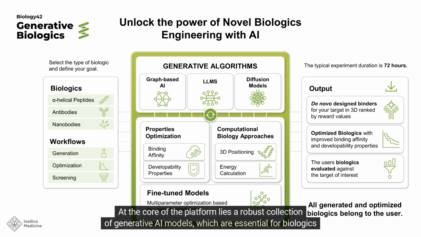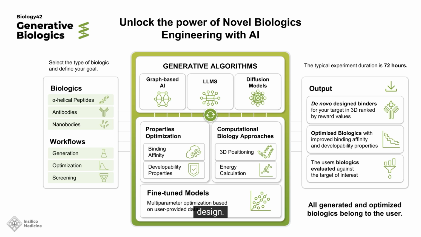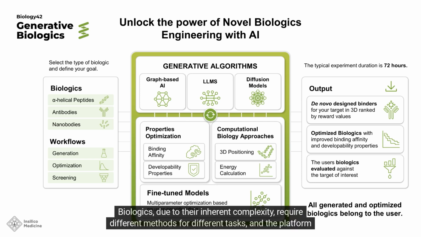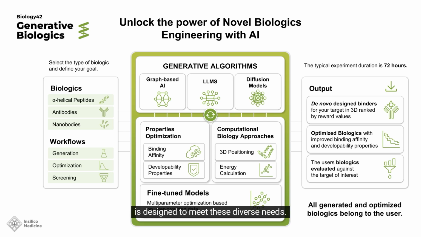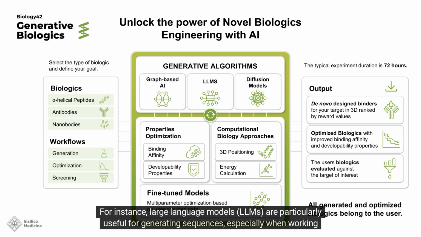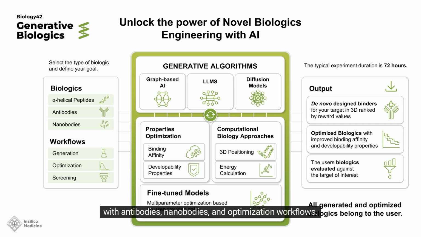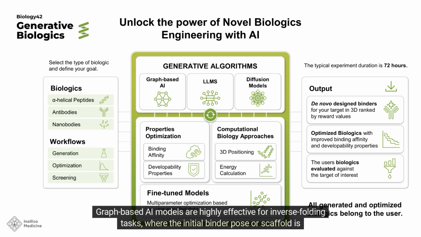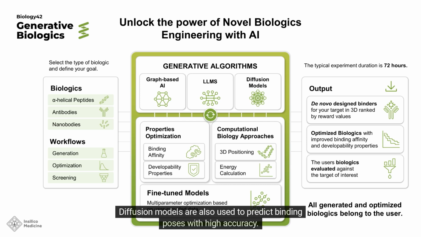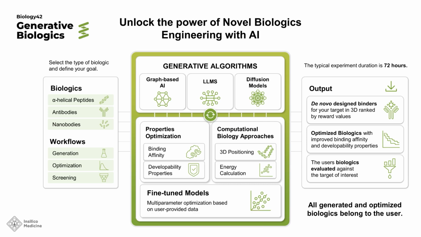At the core of the platform lies a robust collection of generative AI models, which are essential for biologics design. Biologics, due to their inherent complexity, require different methods for different tasks, and the platform is designed to meet these diverse needs. For instance, large language models, LLMs, are particularly useful for generating sequences, especially when working with antibodies, nanobodies, and optimization workflows. Graph-based AI models are highly effective for inverse folding tasks, where the initial binder pose or scaffold is known. Diffusion models are also used to predict binding poses with high accuracy.